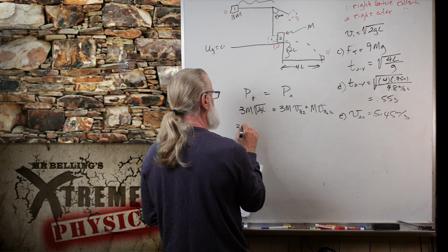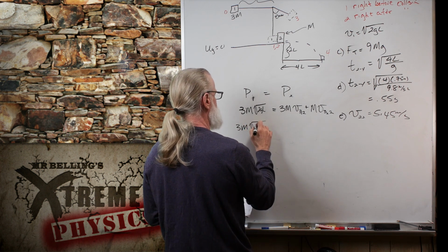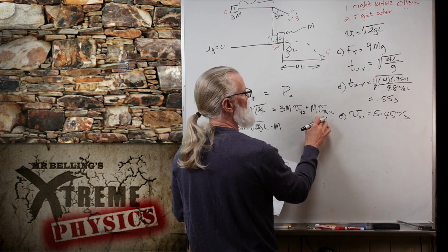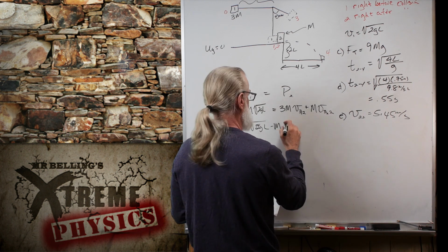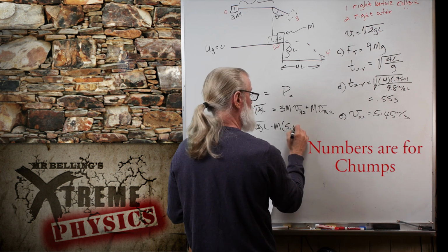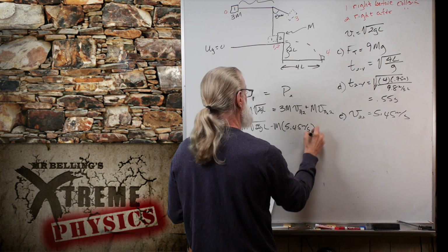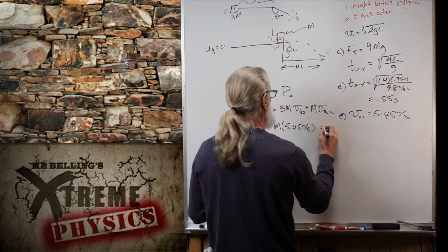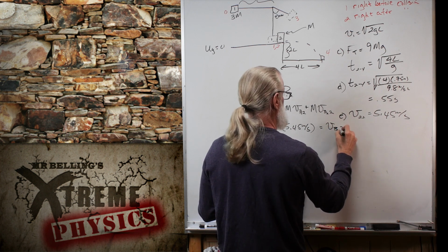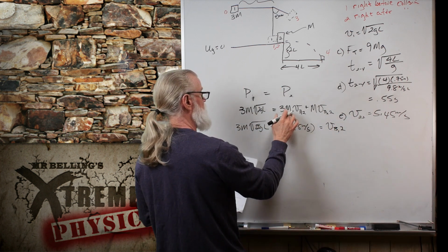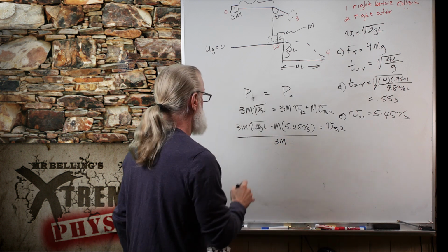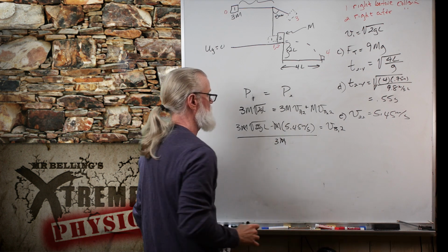So what do we got? We got 3m square root of 2gL minus m V2 of block 2, which is, I guess, I got to use numbers now. I hate using numbers. 5.45 meters per second equals the velocity of block 1 at 2, divided by 3m. All right, our m's can go away like that.